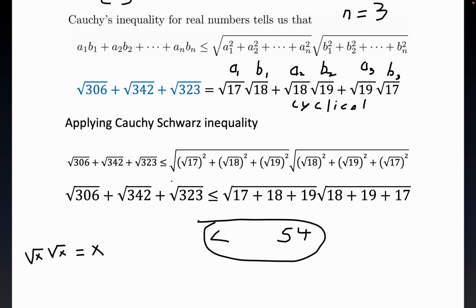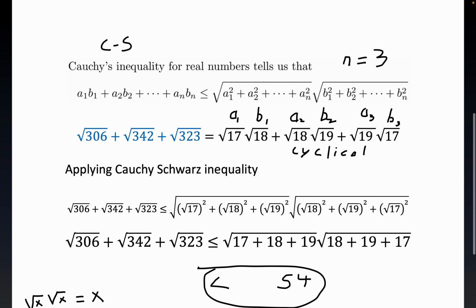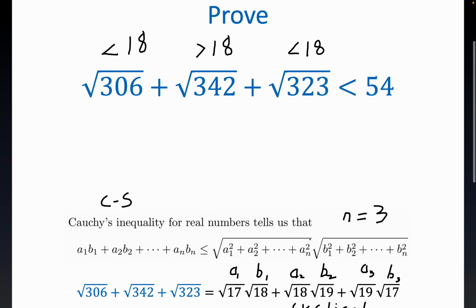Remember, we were supposed to show that this object was less than 54. And anyway, that does it, folks, for the Cauchy-Schwarz inequality for this particular problem. I hope you enjoyed it.